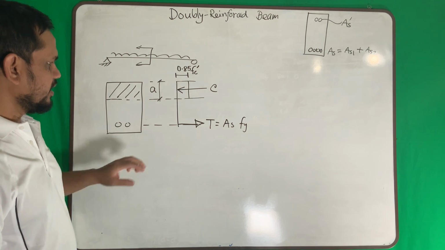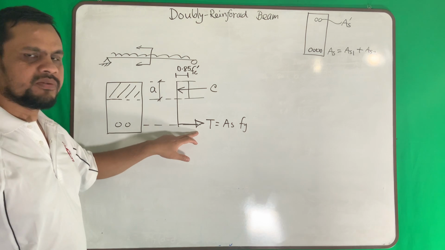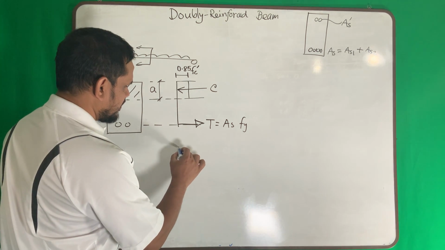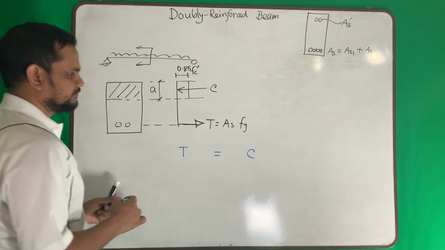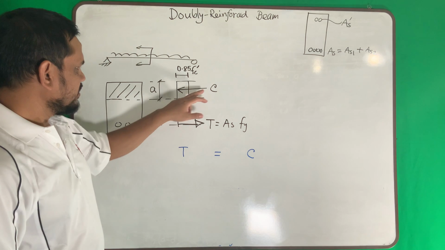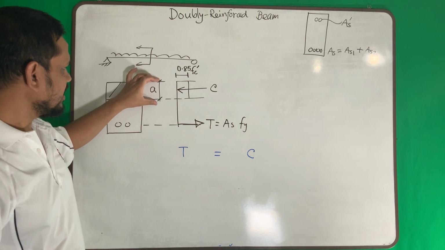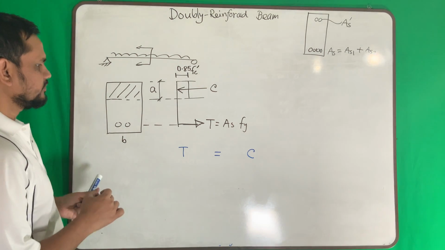In this profile, to be in equilibrium, the compression must be equal to tension. We know that. Or I can write tension equals compression. So how can we find the compression? Stress times the area. Area is A times the B here.